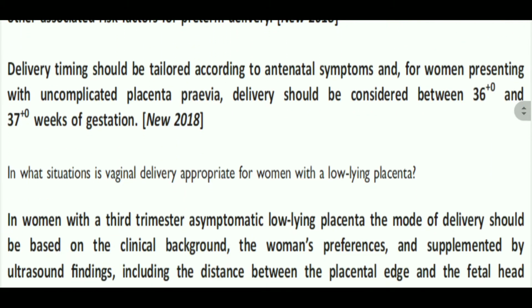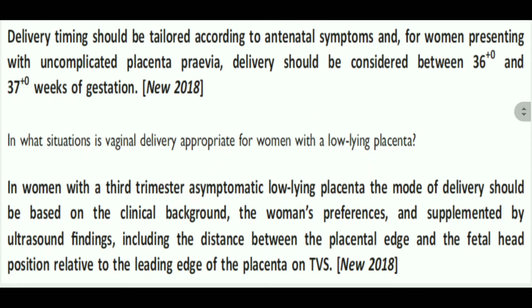Now, sometimes the question arises: can we offer vaginal delivery to these patients, and in what situation is vaginal delivery appropriate for women with placenta previa? Okay, it's written that in women with third trimester asymptomatic low-lying placenta, the mode of delivery should be based on different things. First of all, the clinical ground. Secondly, the woman's preferences, and supplemented by ultrasound findings, including the distance between the placental edge and fetal head position relative to the leading edge of the placenta on TVS. Okay, so first of all, clinical ground. Secondly, woman's preferences. Third, ultrasound findings.